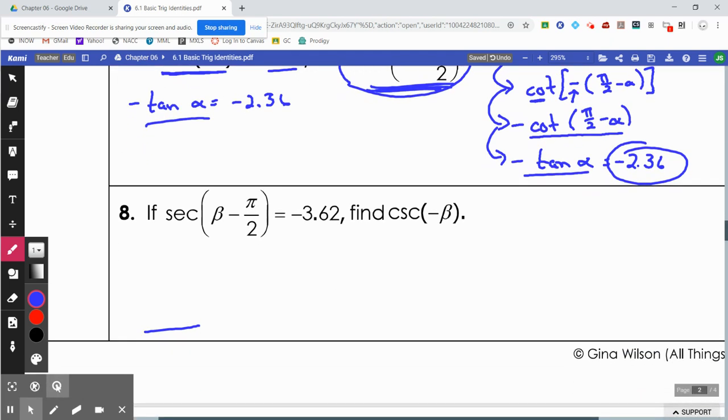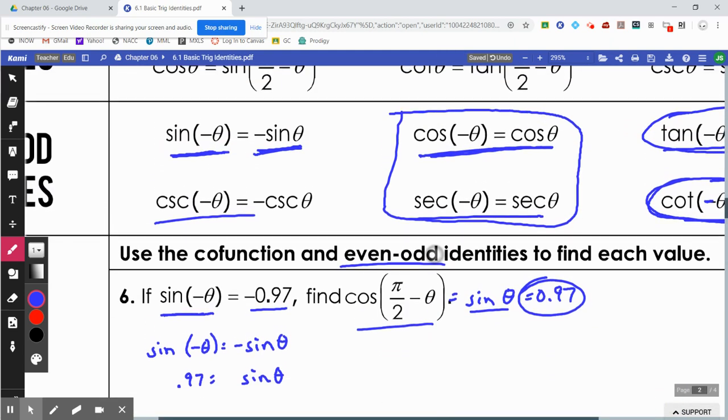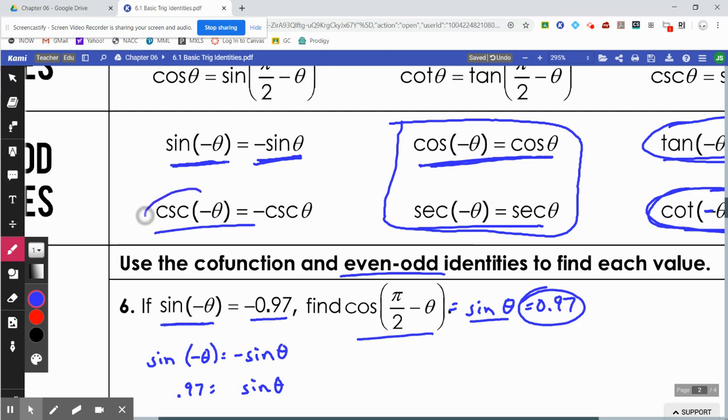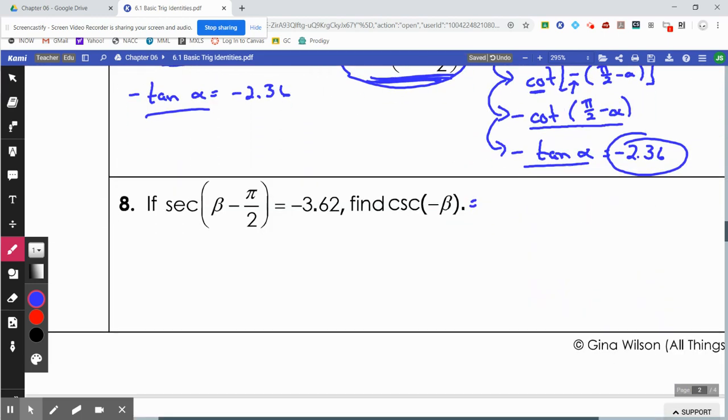Okay, the last one, number 8. We're asked to find the cosecant of negative beta. So let's scroll up and look. What is the cosecant of a negative angle equal to? Well, we can bring that negative out front by this odd-even identity. So it's equal to the negative cosecant of beta.